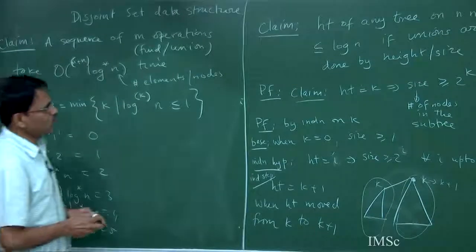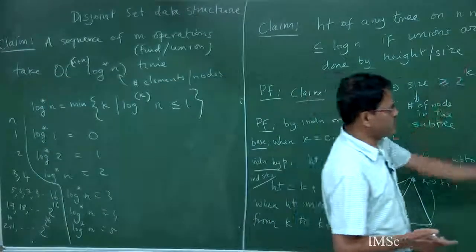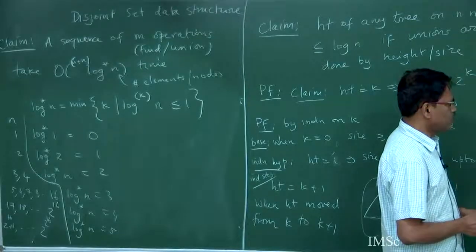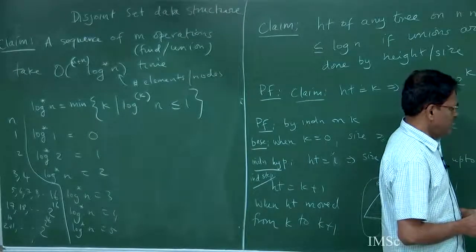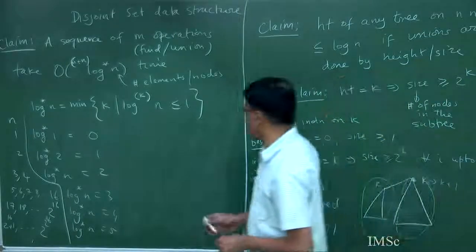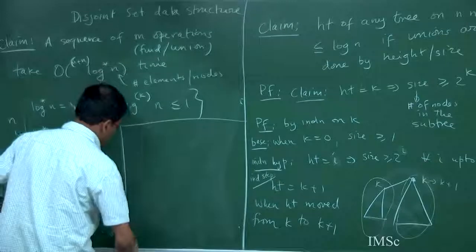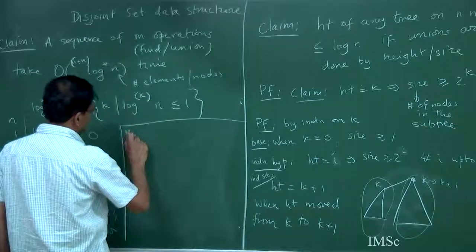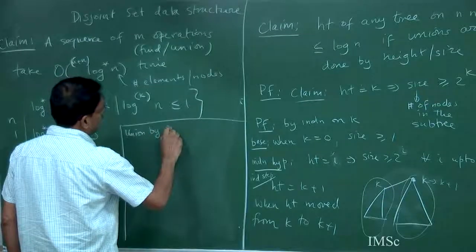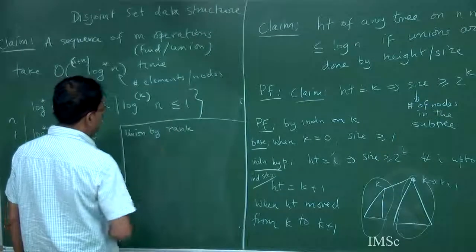So how are we doing the find operation? This is how we're going to do the find operation. And when we do union, how are we doing union? Essentially we'll do union by height, but I'm going to call it rank.